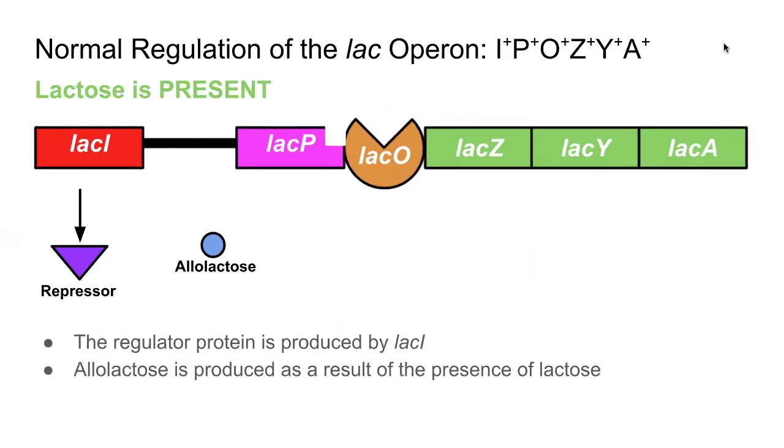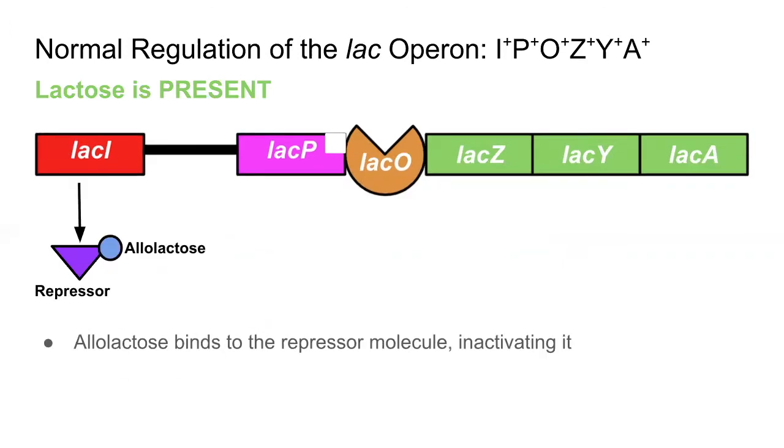The presence of lactose means that there will also be allolactose present. The allolactose molecule binds to the repressor molecule, which inactivates it. As you can see in the picture, with allolactose bound to the repressor, it will not be able to fit into the LAC-O site. This means that RNA polymerase will be free to bind to LAC-P.